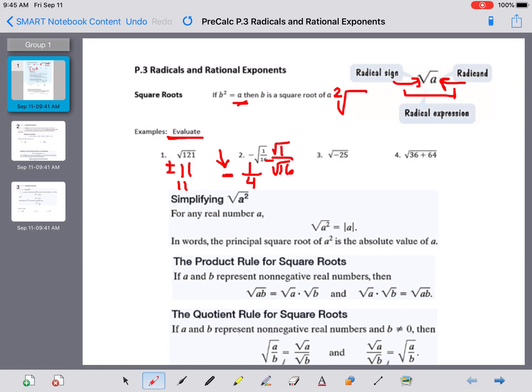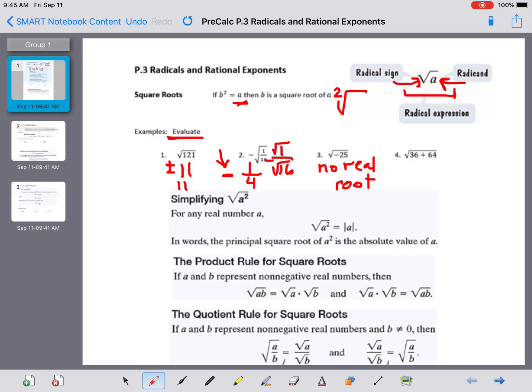For number 3, the square root of negative 25. There are no 2 real numbers that when multiplied times themselves will give us negative 25. So for this reason, there's no real root. Okay? And you'll notice I wrote no real root. I didn't say no solution. I said no real root because technically there is a solution when we get into the complex world. So just keep it in mind, no real root or no real solution right now.